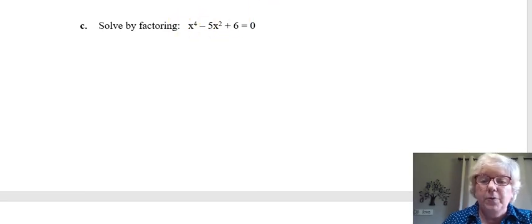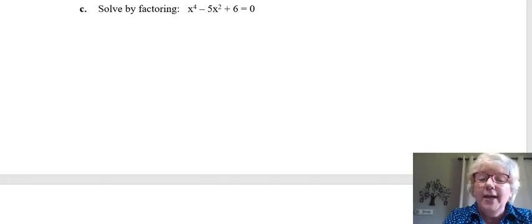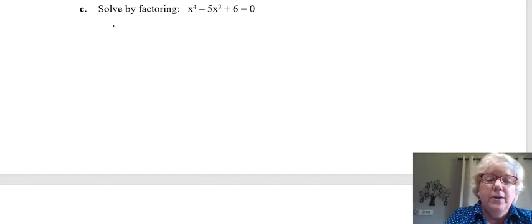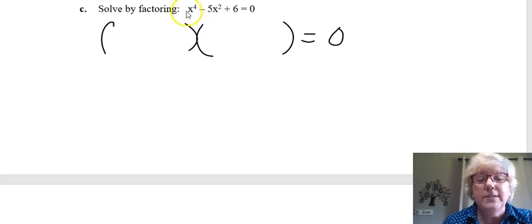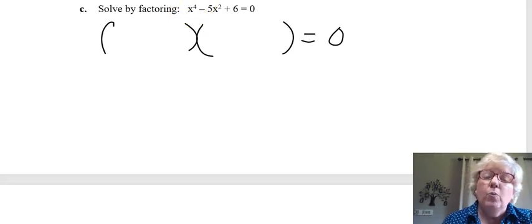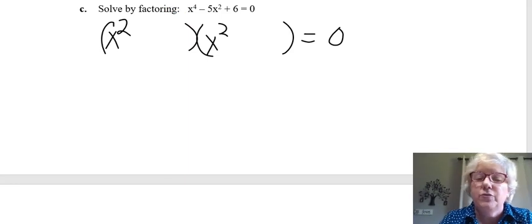One more example on factor method. In this one, it's a trinomial, type 1. With a type 1 trinomial, I can put my two parentheses, and I will notice that it has x to the 4th instead of x squared. Well, instead of x times x to give us x squared, we will simply put x squared and x squared, which gives us x to the 4th.